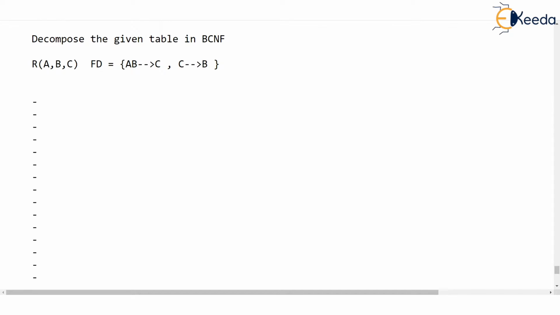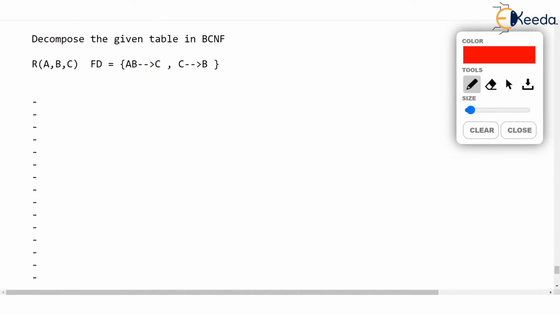Okay. So now let's see, if AB and AC are the candidate keys, the first dependency is in BCNF, isn't it so? Because the first dependency is in BCNF because left hand side is a super key. But the second dependency, C determines B, is not in BCNF because left hand side is not a super key, isn't it? It has to be either AC or AB or bigger than AB or bigger than AC. So the second dependency is not following BCNF.